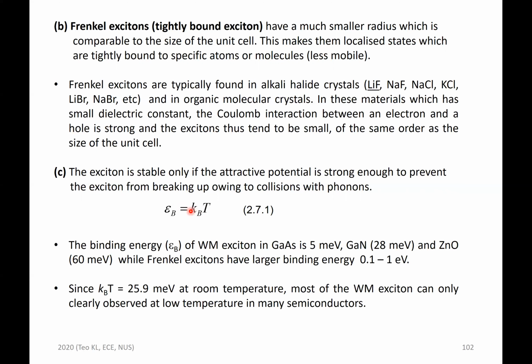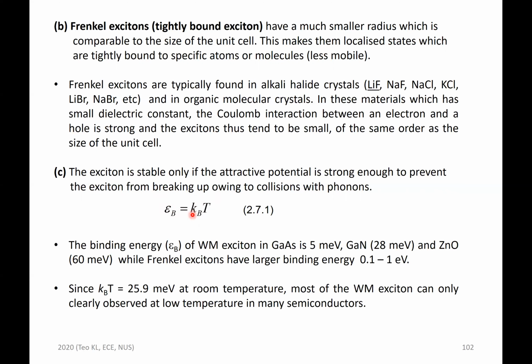If the kT is greater than the binding energy, then the electron and hole will dissociate. They will break into a free electron and a free hole, and no longer form an exciton. So kT is the thermal energy.